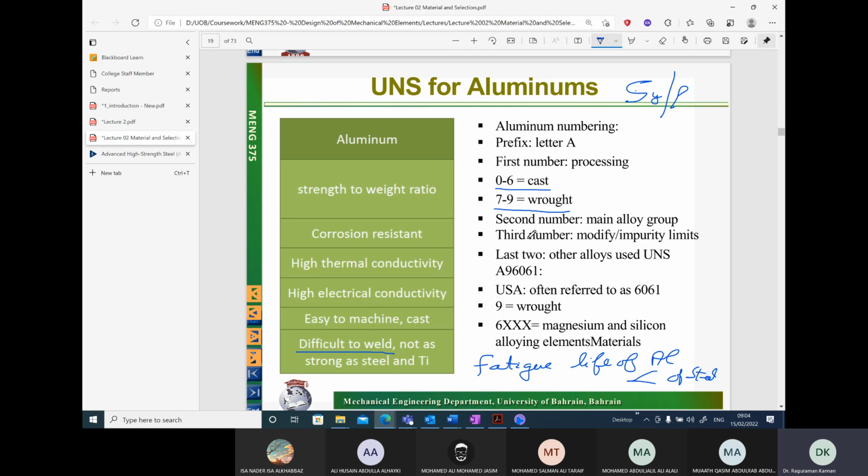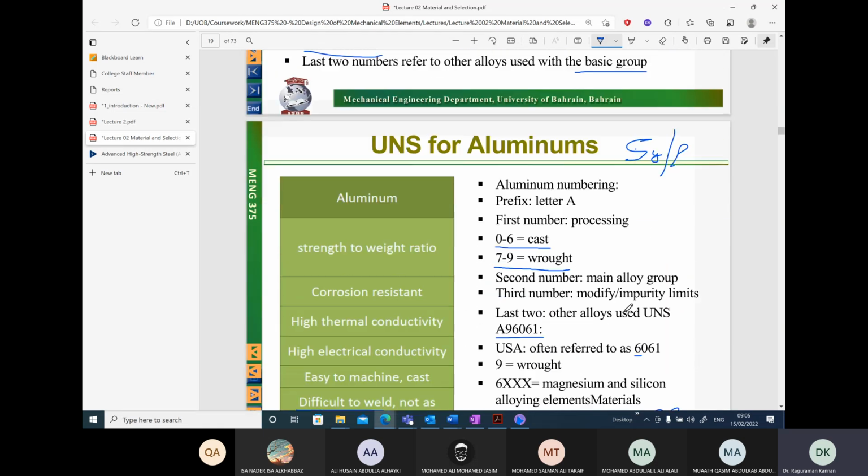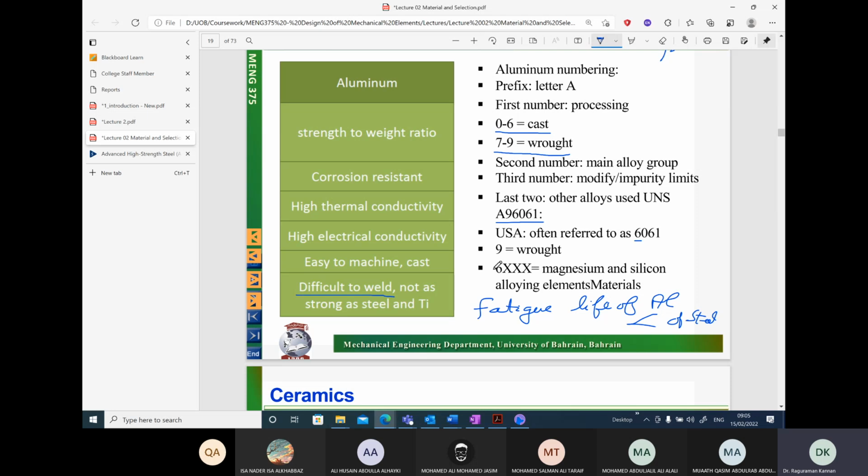Okay, so we have seen what the numbers refer to. Let's take an example, A96061 aluminum alloy. This 6061 aluminum alloy is very frequently used and frequently referred to in many applications. 9 here refers to the processing used, 6 here refers to the element which is added. So the second number here, you can see, is a magnesium silicon alloy.